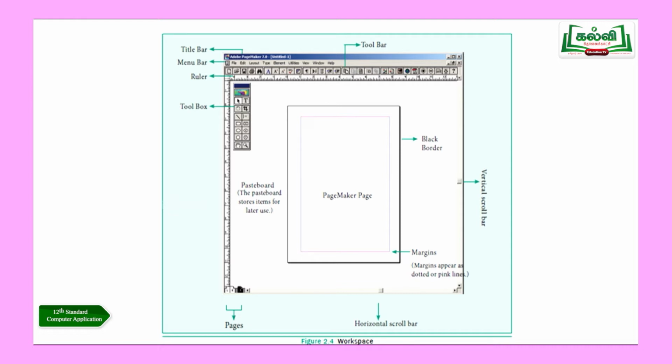Then in the center you see the page, the page where we are going to design. Basically Adobe PageMaker is used to design the page. Most of the students think this is a word processor. Definitely it is more than a word processor. If you ask me what is the difference between a word processor and Adobe PageMaker: in a word processor we just think about the document, but here we are going to design how the page is going to be displayed.